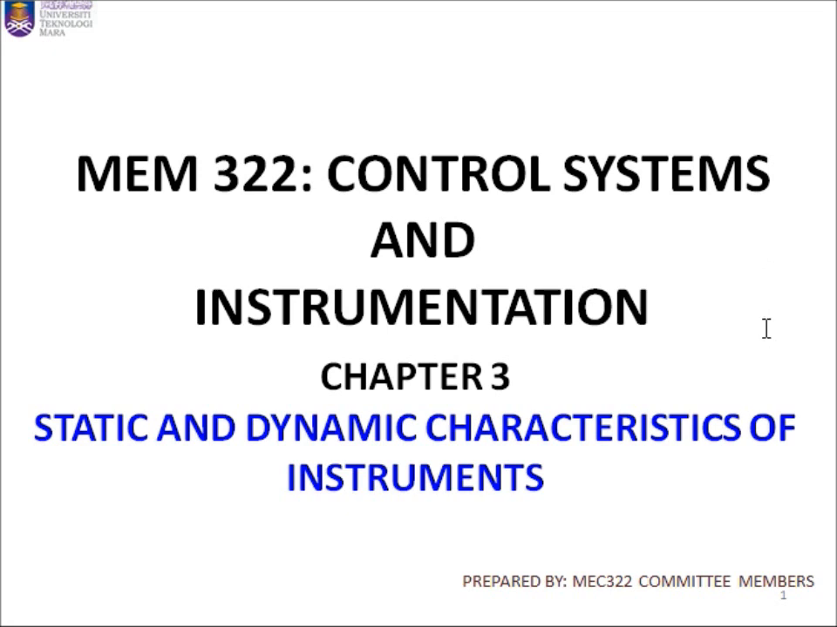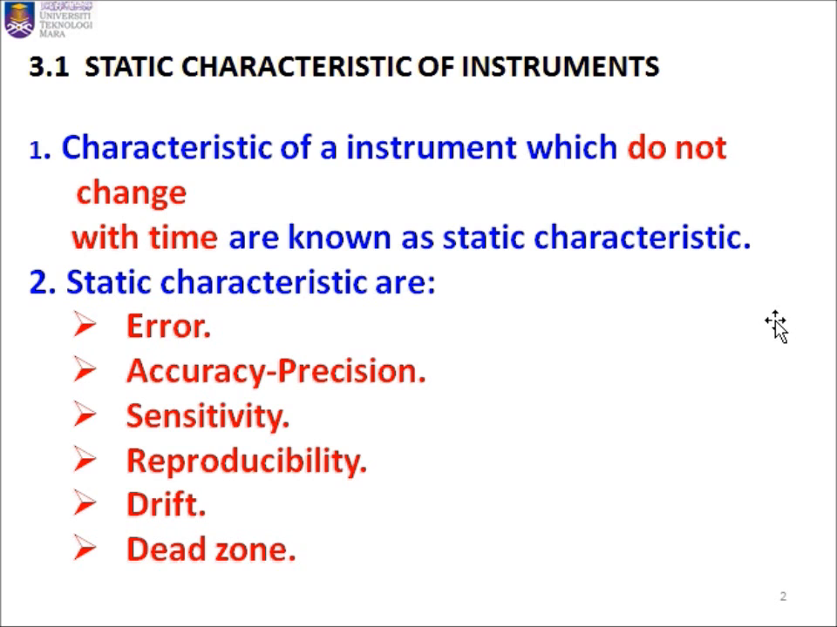So today we will learn about chapter 3, static and dynamic characteristic of instrument. Let's start. The first topic is static characteristic of instrument. So what is static characteristic? It is the characteristic of an instrument which does not change with time. There are 6 examples of static characteristic that you should know.